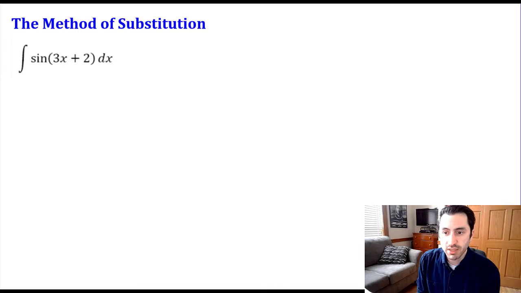So in this example, I'm going to let the variable u equal everything inside the parentheses on the inside of sine. So u is going to be equal to 3x plus 2. That will allow me to replace everything that's in there, and then what I'll be left with is the sine of u, which I do know how to find the antiderivative of.